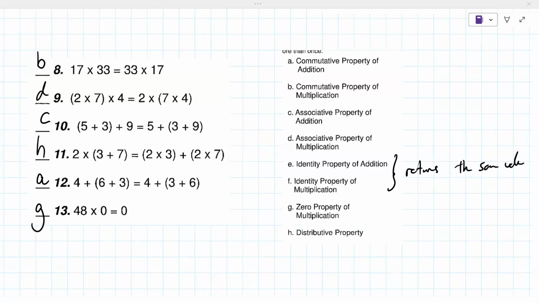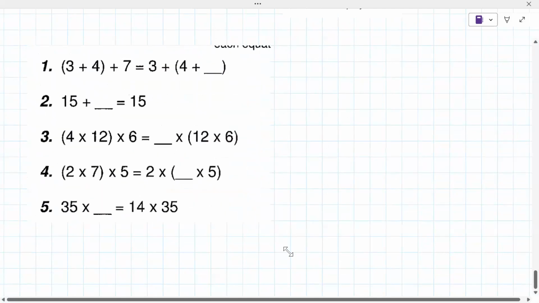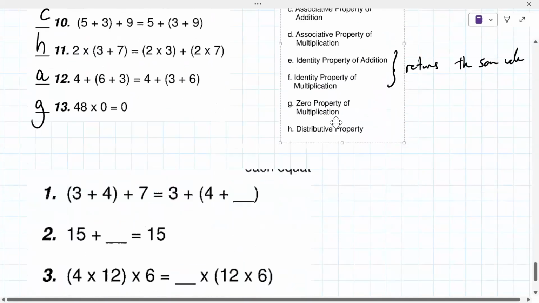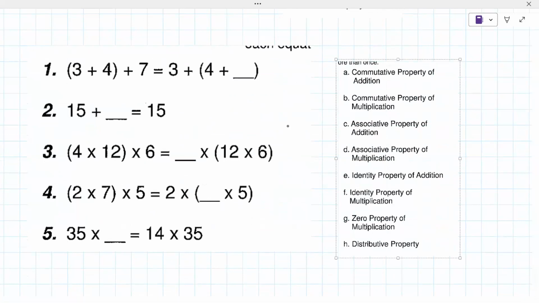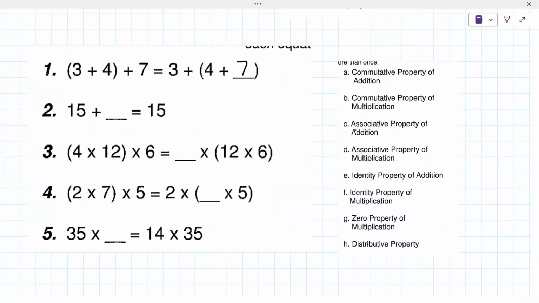Okay, so the next type of problem you might see is to fill in the blank with the number and then say which property it is. Just like before. The first one, the blank would be 7, and that would be A. It is not A. No, wait, C. It would be C. It is C, yes.